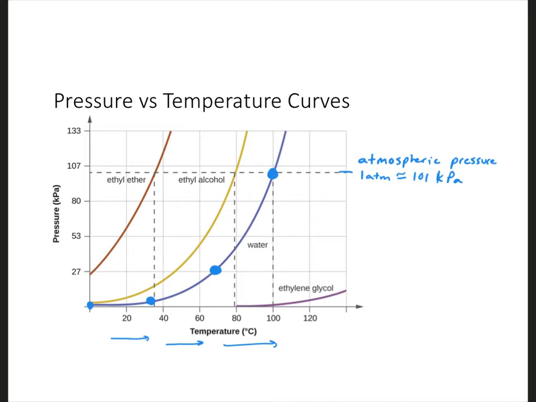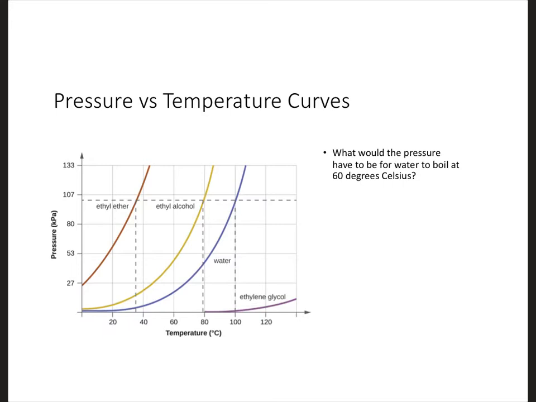So any of these liquids, ethyl ether, ethyl alcohol, can be measured: what is the vapor pressure at all of these different temperatures. And differences in intermolecular forces can explain why some of these have certain curves. So given a graph like this, we can ask questions. What would the pressure have to be for water to boil at 60 degrees Celsius?